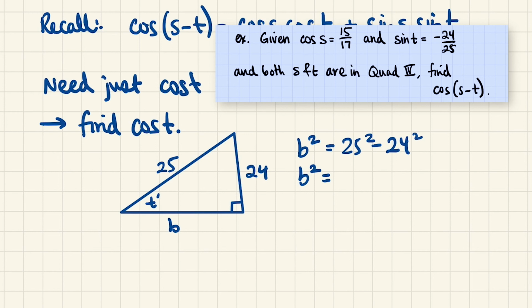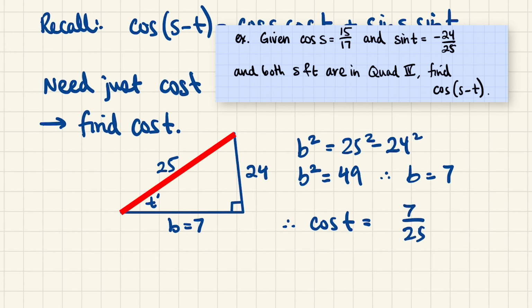And that's a difference of squares. So 25 minus 24 is 1, 25 plus 24 is 49, so this is just 49. And therefore b is equal to the square root of 49, which is 7. Okay, so we can conclude that cosine of t, which will be adjacent over hypotenuse, is 7 over 25.